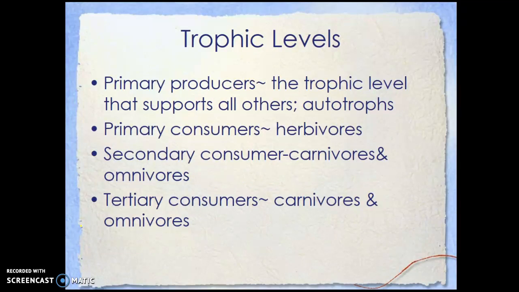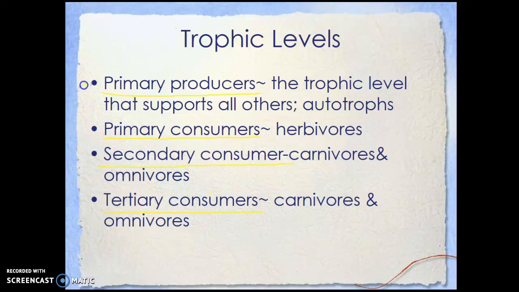So when we look at trophic levels, there's going to be different levels. And a lot of times we do these trophic levels in pyramids, and your primary producers are going to be on the bottom. These are going to be your plants and autotrophs, so they can make their own food. They're going to go through photosynthesis. Primary consumers are going to be your herbivores. They're going to eat the primary producers. Secondary consumers are going to eat your primary consumers, and then tertiary consumers are going to eat your secondary consumers.